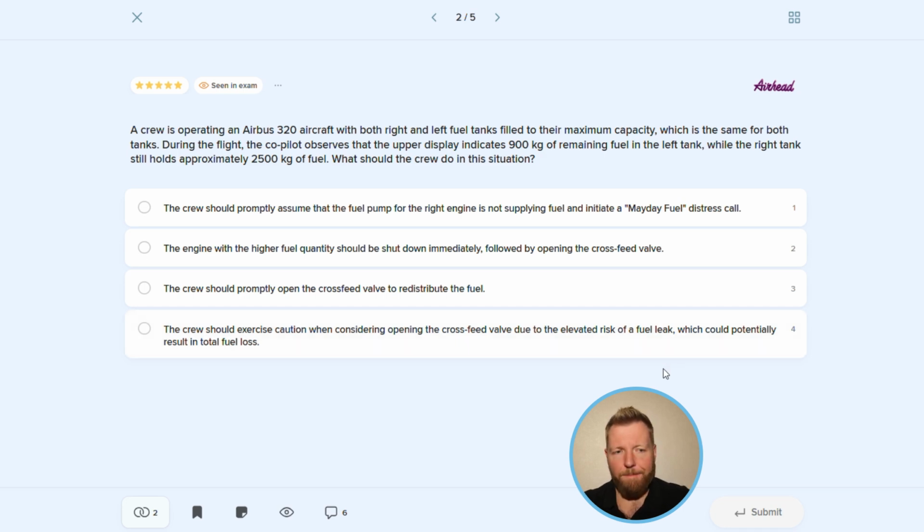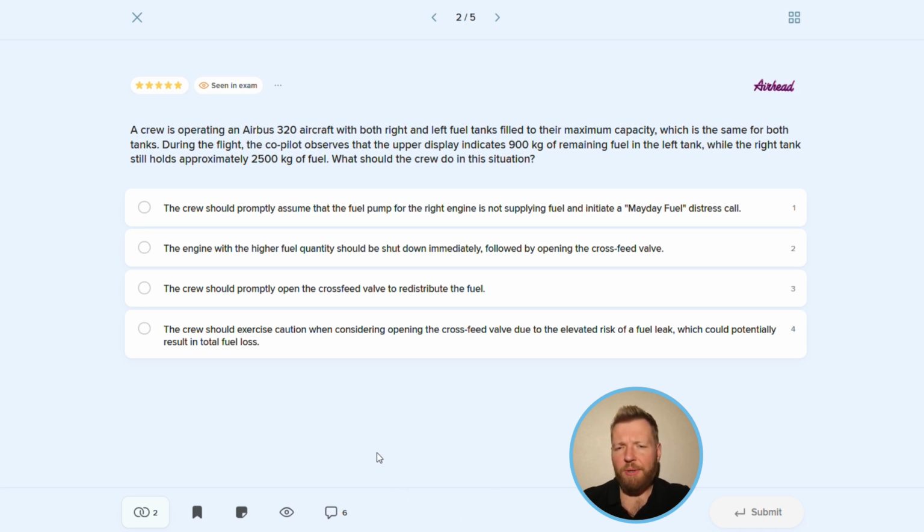Alright, whenever we consider opening the crossfeed valve, we have to make sure that we do not have a fuel leak. In case of this question scenario, where we do not have any information about any malfunctions besides abnormal fuel imbalance, the fuel leak would be the first thing that anybody would think of. And in case of fuel leak, the last thing you want to do is to open the crossfeed valve and lose the fuel from both sides.